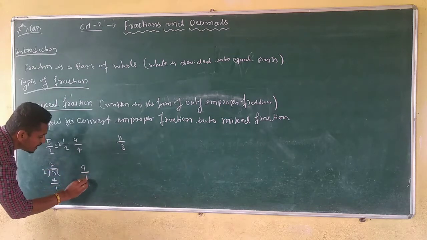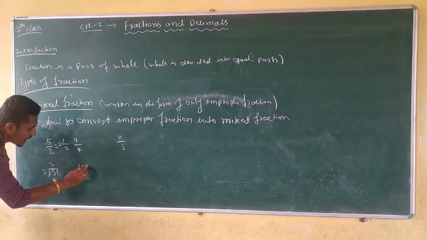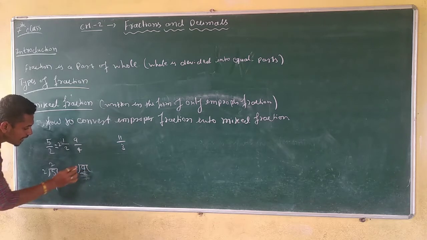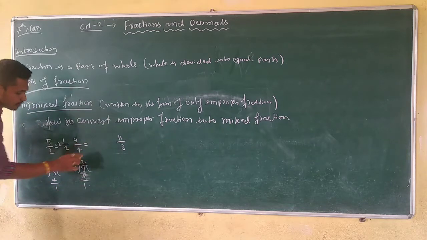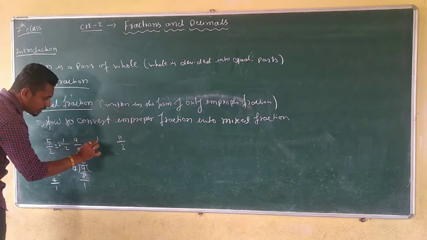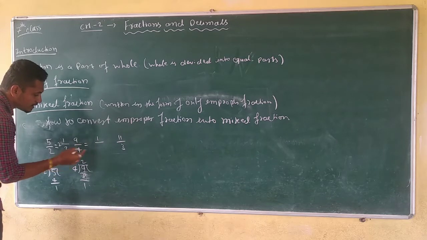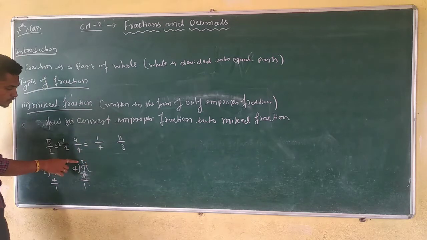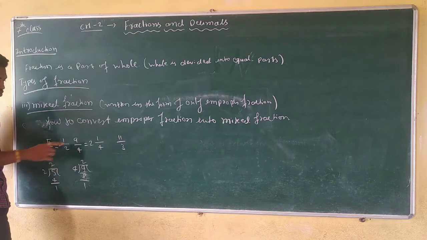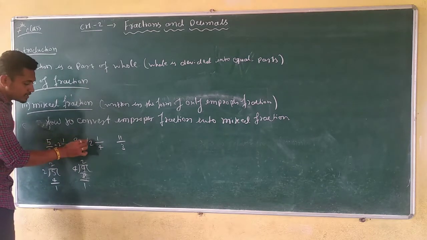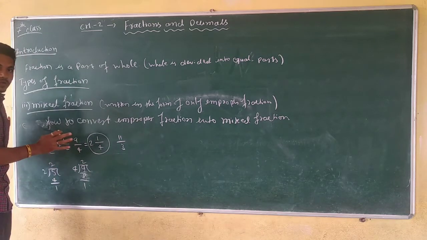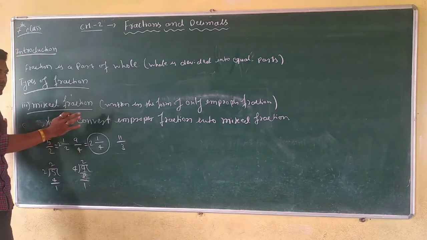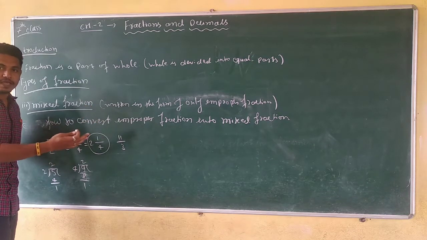Next, 9 divided by 4. 4 2s are 8, so 9 minus 8 is 1. The remainder is taken as the numerator over the denominator as it is, and our quotient is written here. So 2 and 1 divided by 4 is a mixed fraction. Like that you have to convert an improper fraction into a mixed fraction.